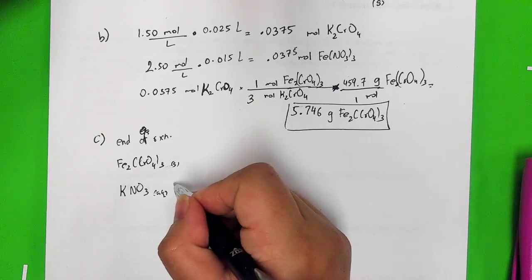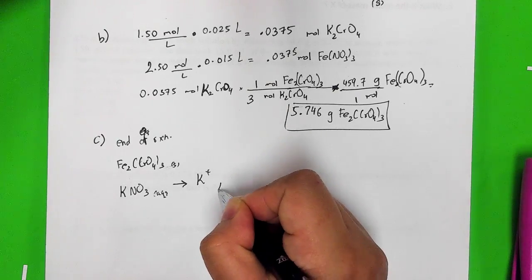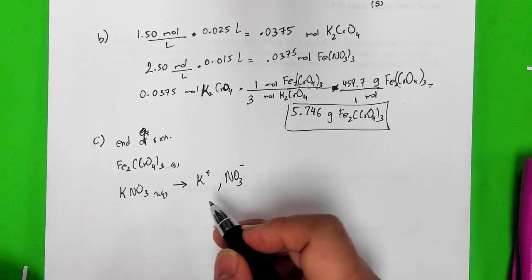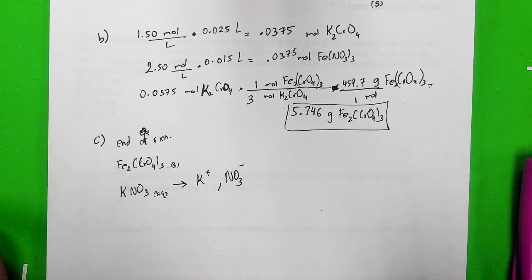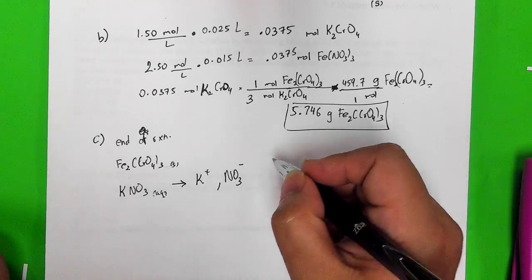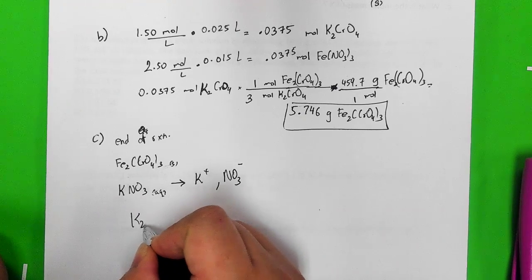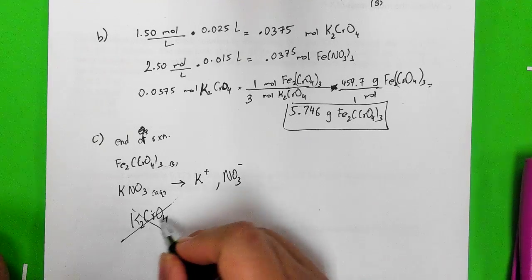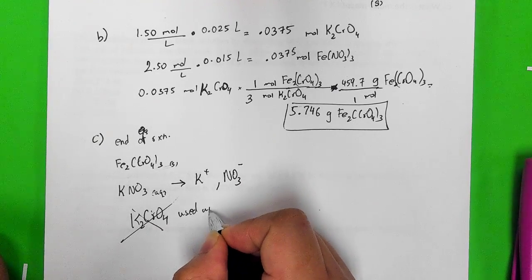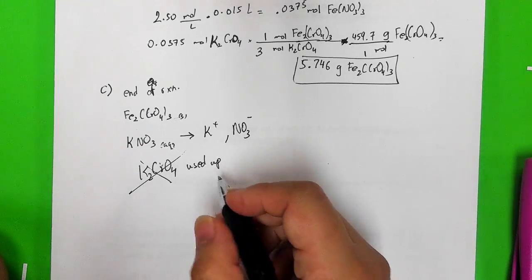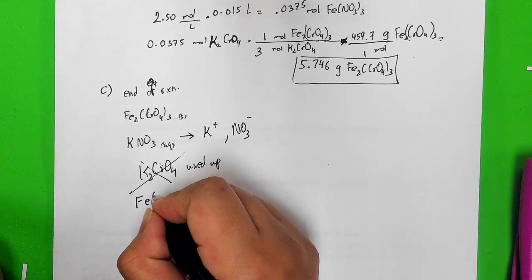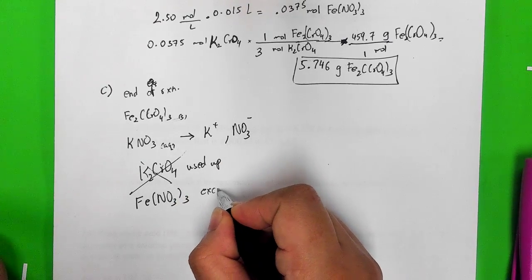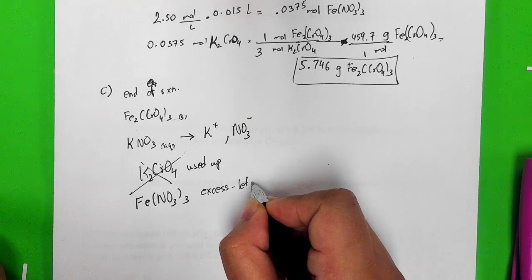What does that mean by aqueous? That means it's going to break into K plus and NO3 minus. It's definitely going to break into these two pieces, right? And then you have excess. Your limiting was K2CrO4. This is the limiting, okay? So that means it is used up. This is gone. Now, one other reactant left, Fe(NO3)3. This is excess, leftover.